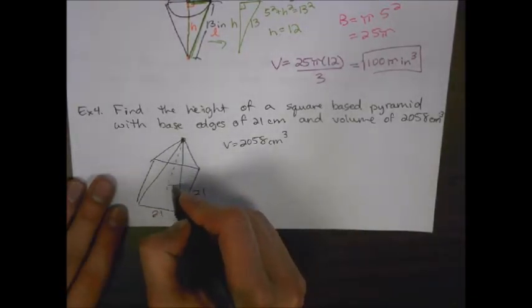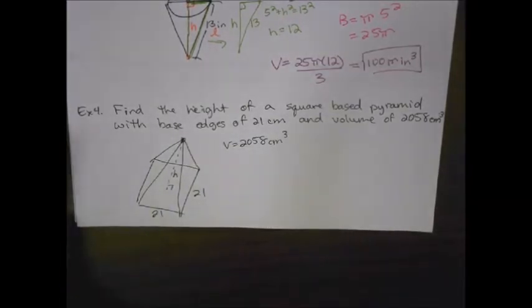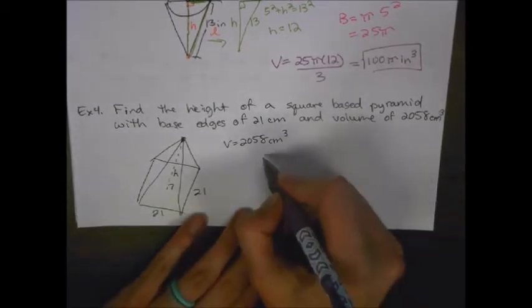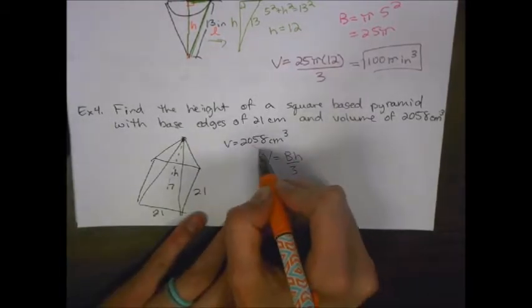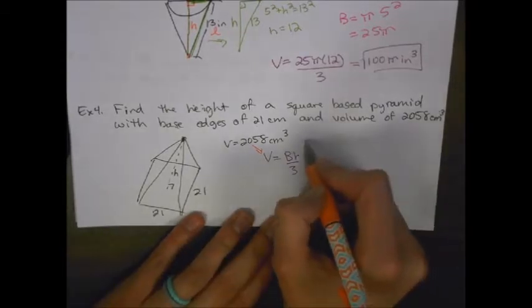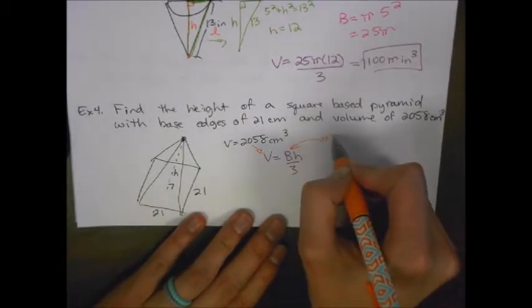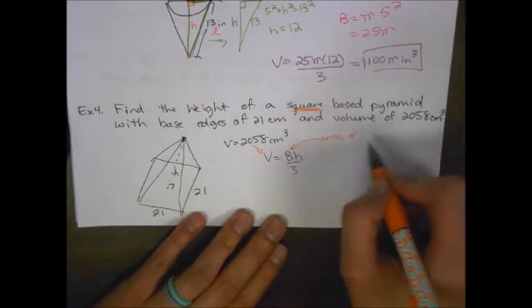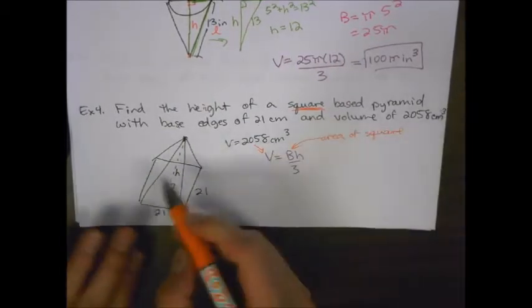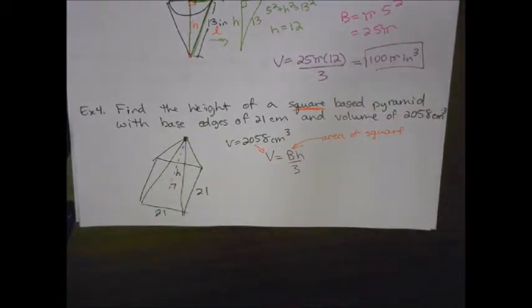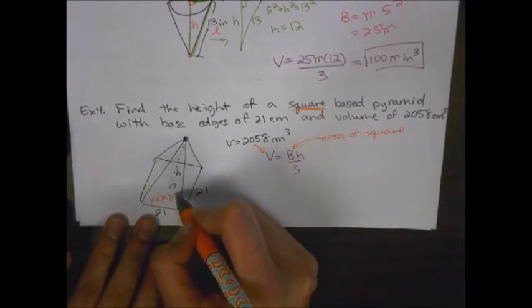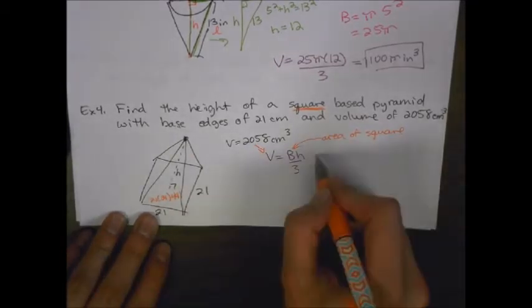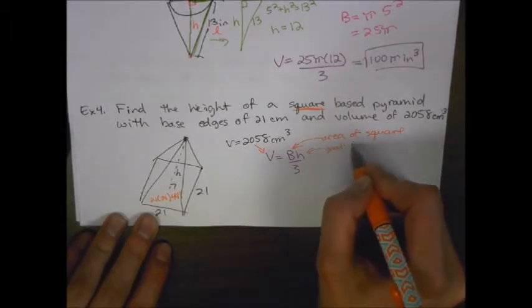And we do not know the height. Go ahead and write down our volume formula. Area of the base times the height divided by 3. Well, we know the volume. Put that there. Capital B, area of the base. Our base is a square. And that area, let's see, 21 times 21 is 441. And our goal is to find the height.